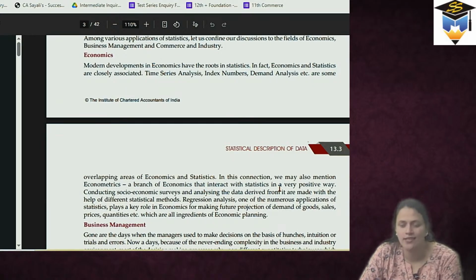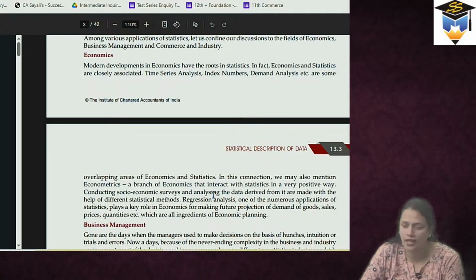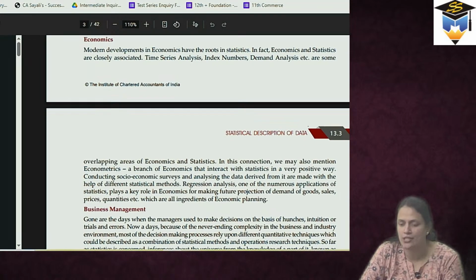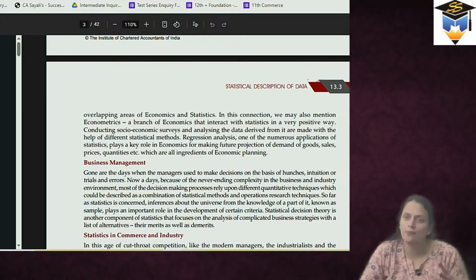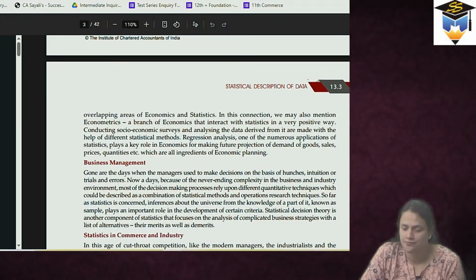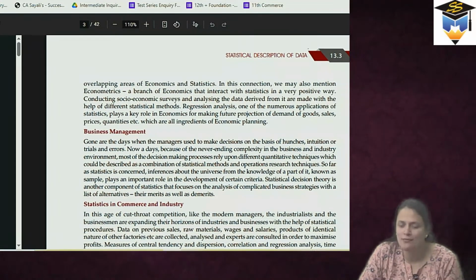Now, here they have given us econometrics, which is nothing but a branch of economics that interacts with statistics in a positive way. So econometrics is a branch which will consider economics and statistics together. Also, it is used in business management, in commerce and industry.